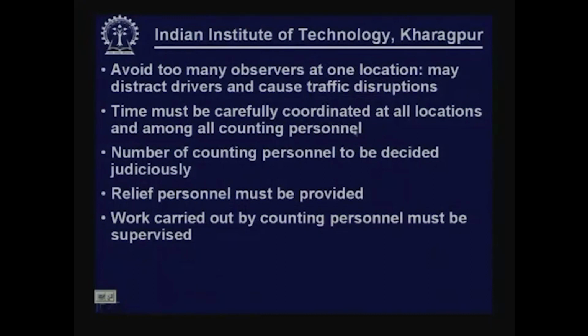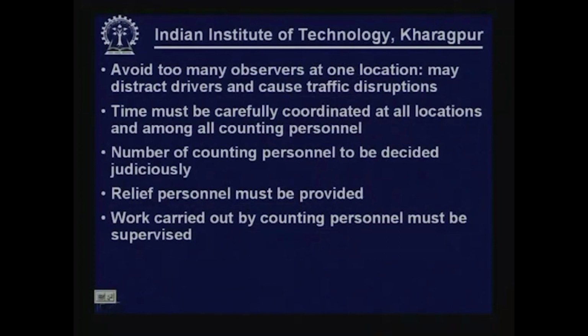Time must be carefully coordinated at all locations and among all counting personnel. Maybe at a time 3 intersections are covered for traffic volume studies. Now, at all the 3 intersections, for all the people, the watch or clock should be coordinated. They should start at the same time. If it is 9 o'clock, at all intersections people should write 9 o'clock, otherwise one place people will write 9 o'clock, another 9:05, another 9:10. That will give difficulties in terms of interpretation and in the analysis part. So, time must be carefully coordinated at all locations and among all counting personnel.